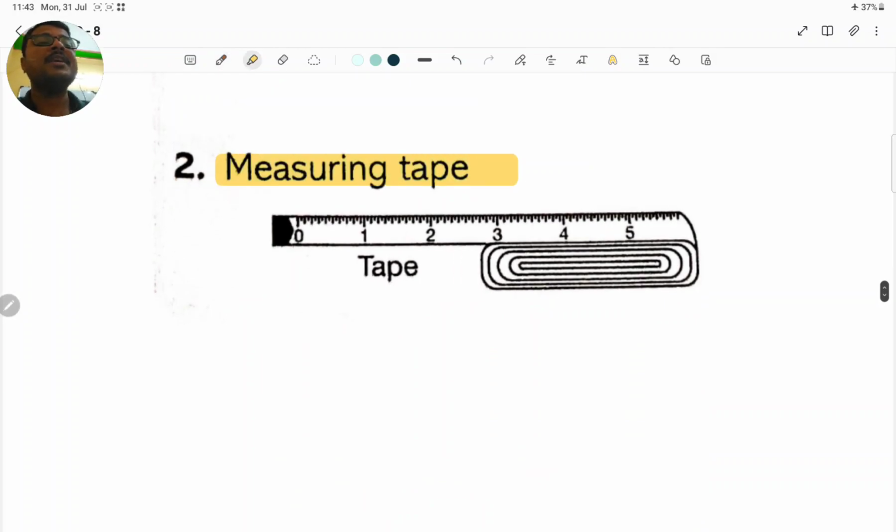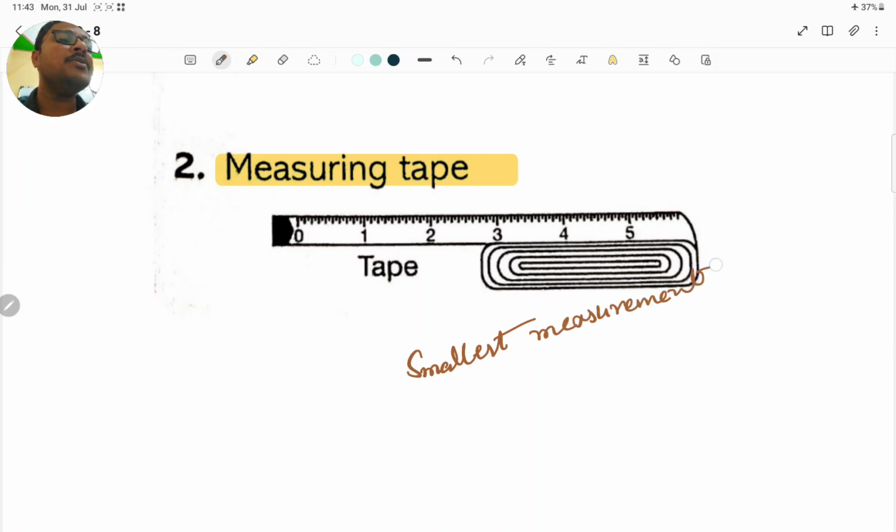This is the measuring tape. By using the measuring tape also we can measure the length. The smallest measurement by using the measuring tape is equal to 1 millimeter.